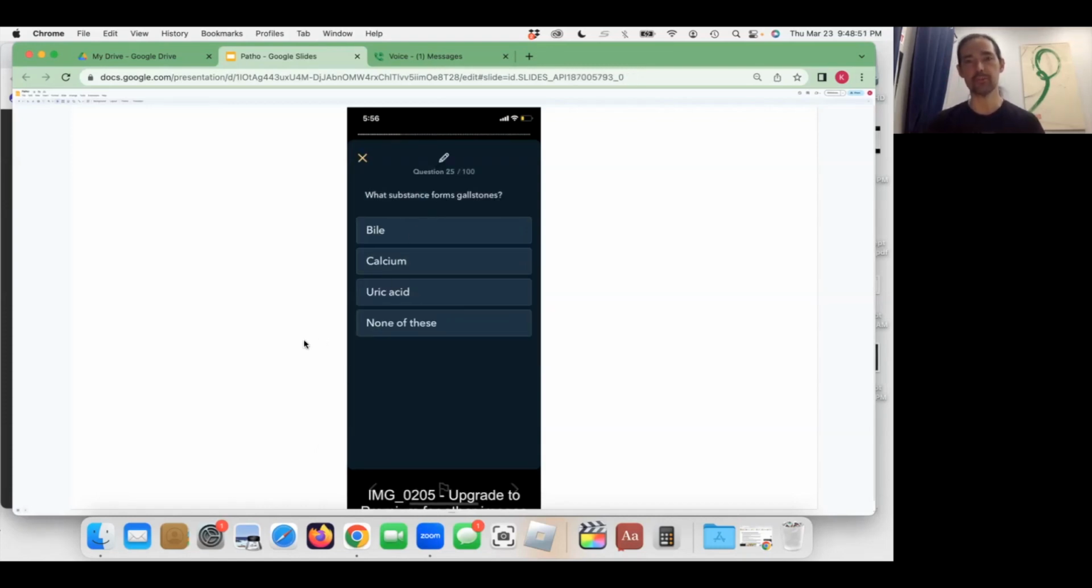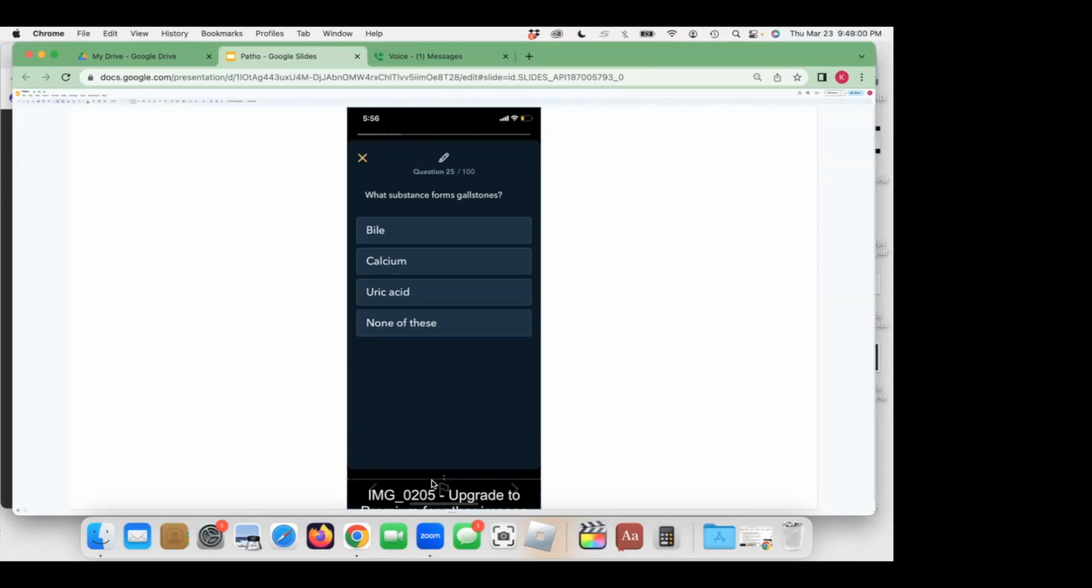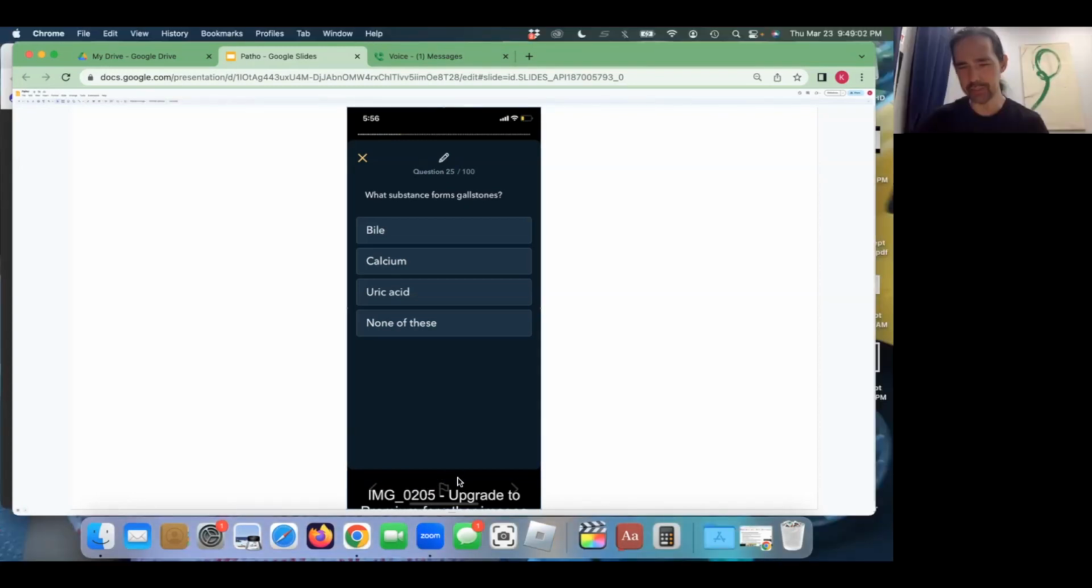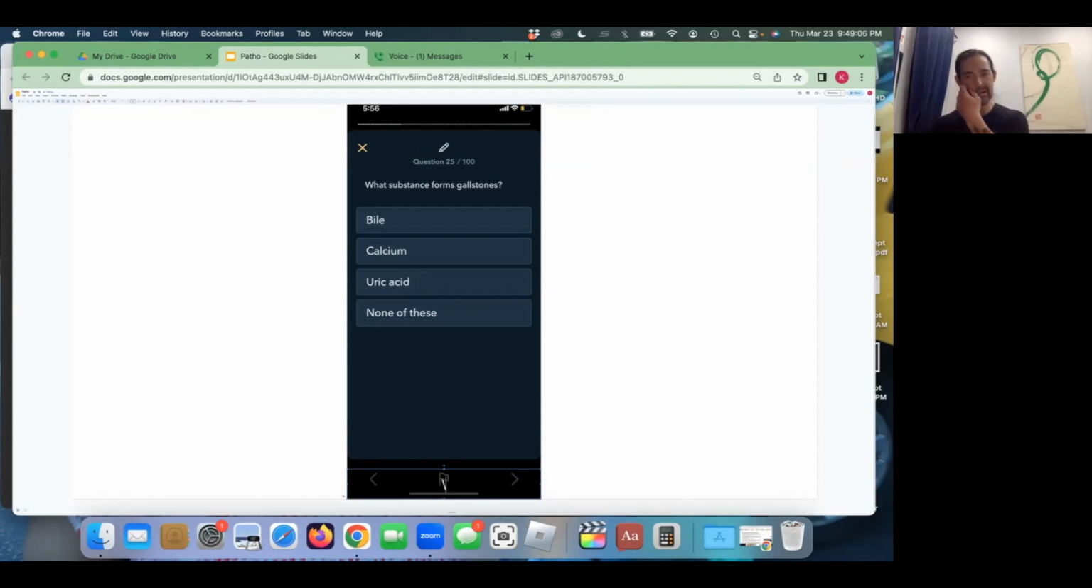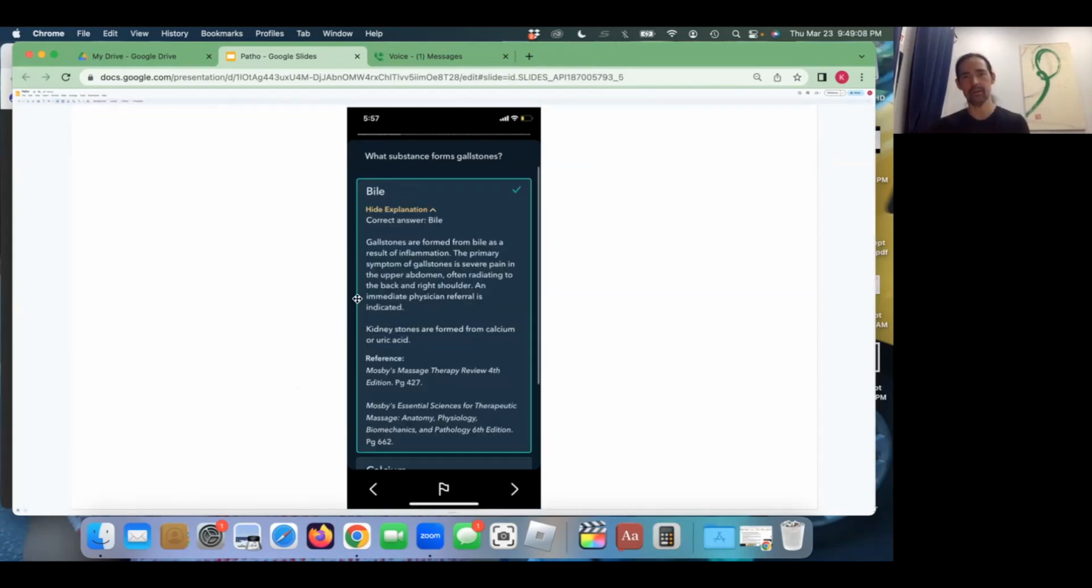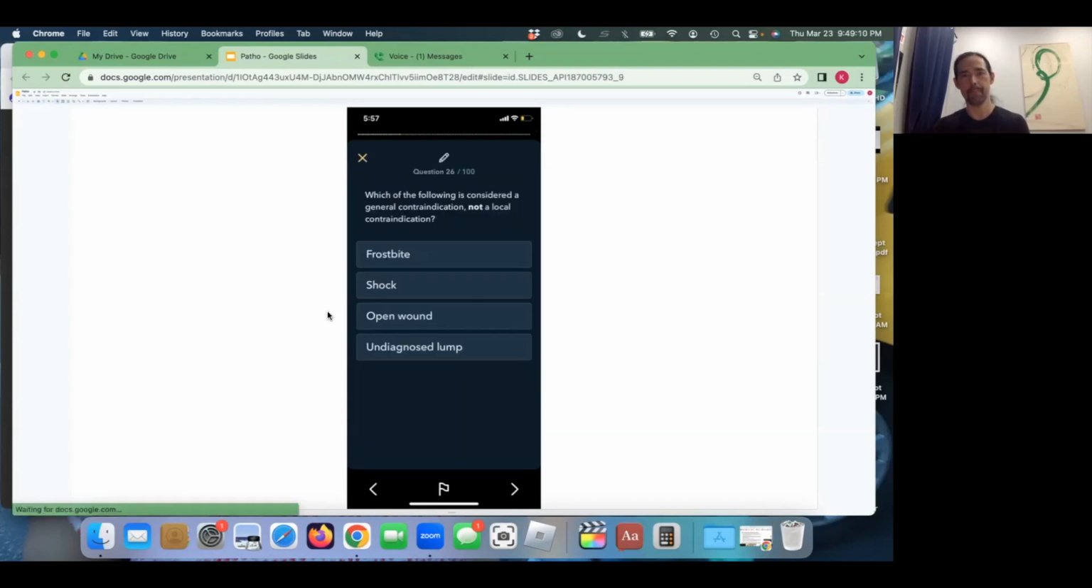What substance forms gallstones? Bile, calcium, uric acid, or none of these? I believe calcium. It's actually bile. Oh. Let's see. Bile, yeah. Which of the following is considered a general contraindication, not a local contraindication? Frostbite, shock, open wound, or undiagnosed lump?